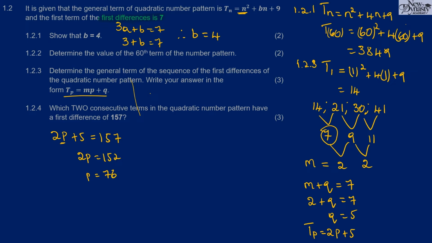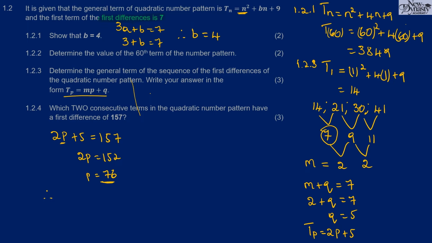So 157 is in position 76 in the first difference, which is the arithmetic sequence. So that's where it is. Remember, how do you calculate the two numbers that are giving you that? It is always the next term subtract the previous one. So here we've got the previous term or the current term.